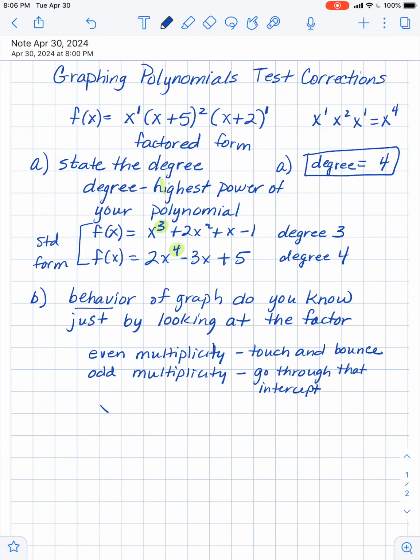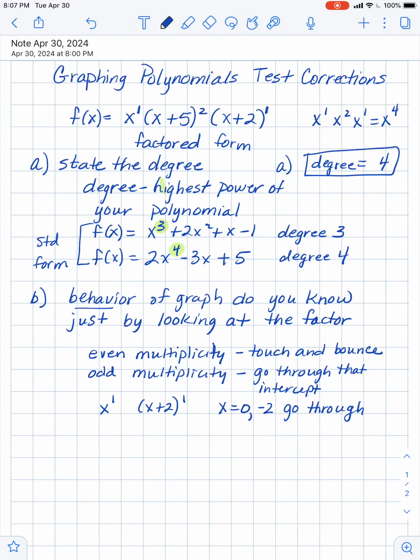That x is to the first power. The x plus 2 is to the first power. So, and I accepted it either way, if you said at x equals 0 and negative 2, it will go through. But you needed to tell me where. Just saying it's going to go through is not giving me enough information. Where is it going to go through? And all of these questions, guys, are leading you to your graph.